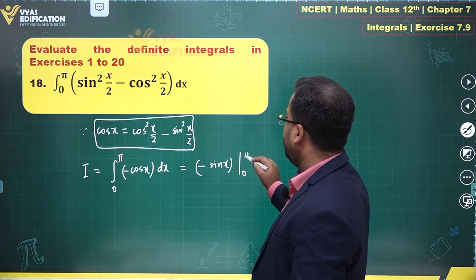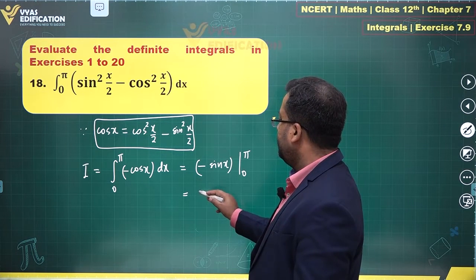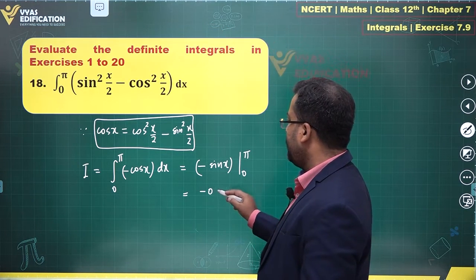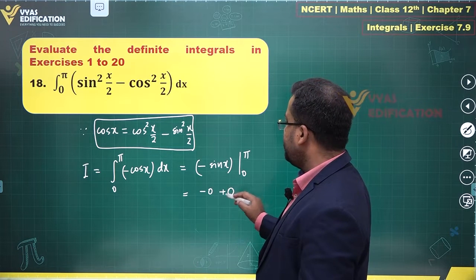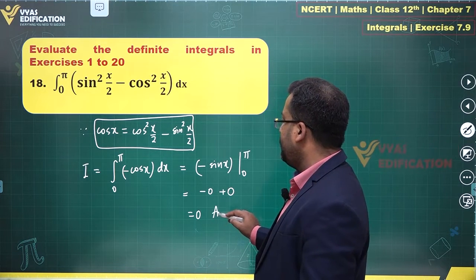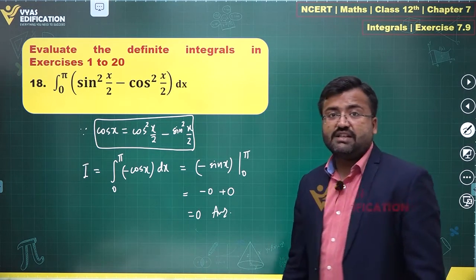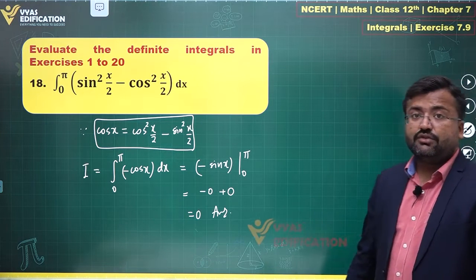From 0 to pi is what we are interested in. This is minus sin pi, which is 0. Minus of minus becomes plus, sin 0 is 0. So this becomes a simple 0, and that is my final answer for this 18th question, as you can see over here.